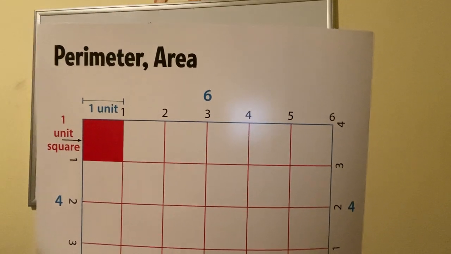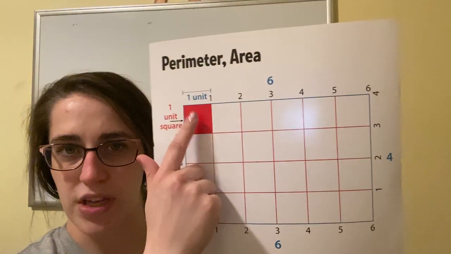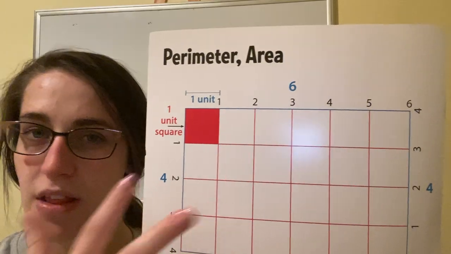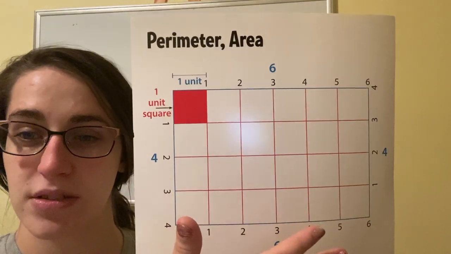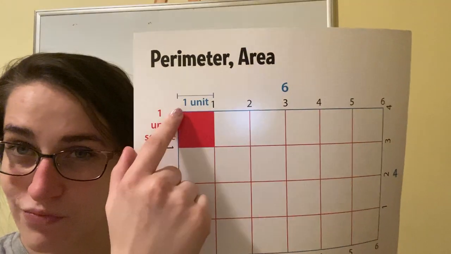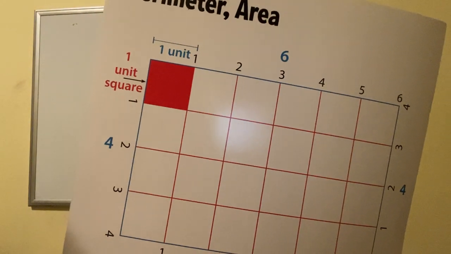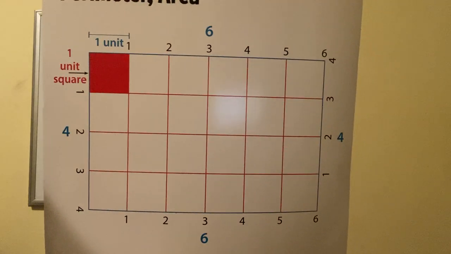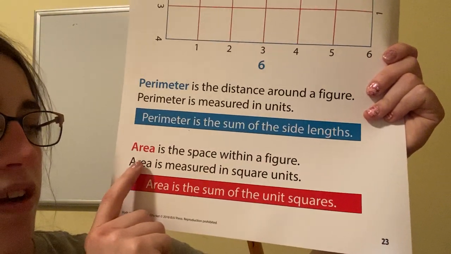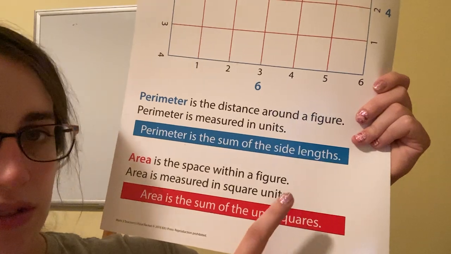The area of a region or a figure is measured in square units. So when we counted how many unit squares would fit inside, we said there's 24. So when they say, okay, what's the area? We would say that the area is 24 square units. 1 unit square as a noun, and then we say it's 1 square unit as a measurement. The area of the rectangle is 24 square units. Down here at the bottom, it says, area is the space within a figure. Area is measured in square units. Area is the sum of the unit squares.